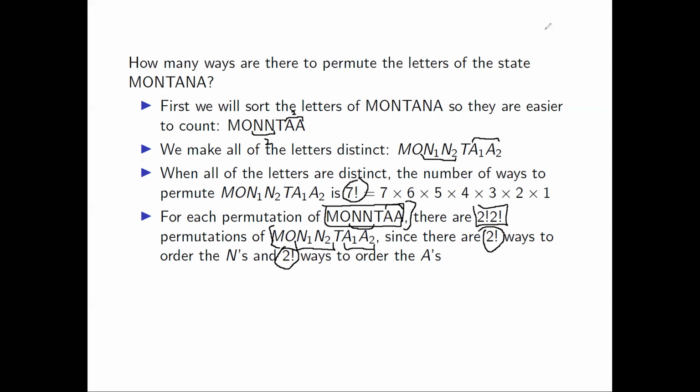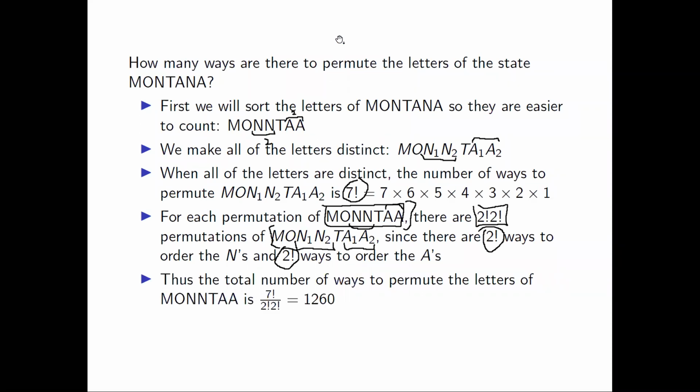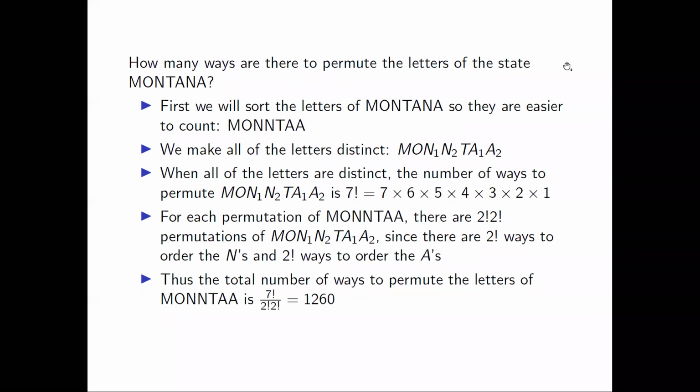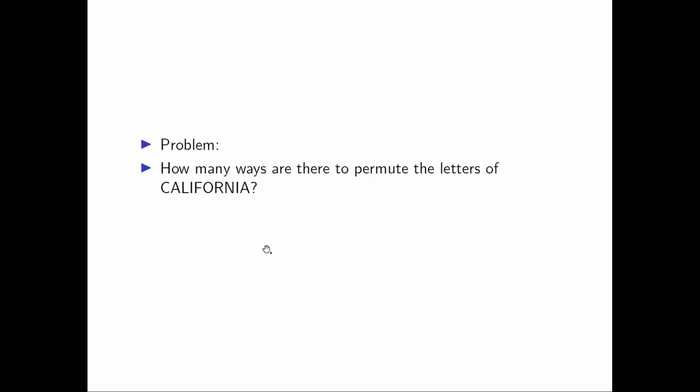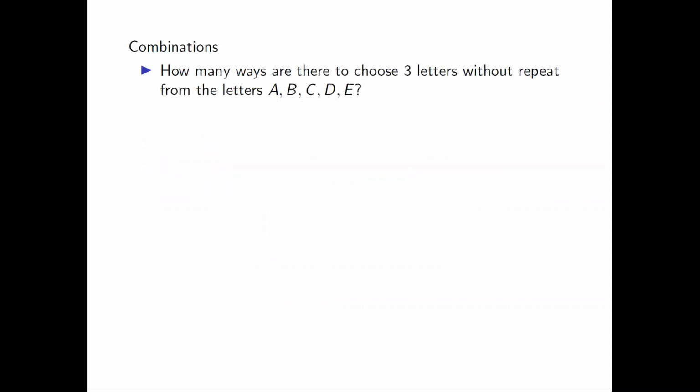So if we want the number of permutations without the subscripts, which was the original problem, we can just take 7 factorial and divide it by the factor that we found right here, the 2 factorial times 2 factorial. So 7 factorial over 2 factorial times 2 factorial, and we get 1260 for that. So 1260 permutations of the letters of Montana. So here is a problem for you to think about. How many ways are there to permute the letters of California?